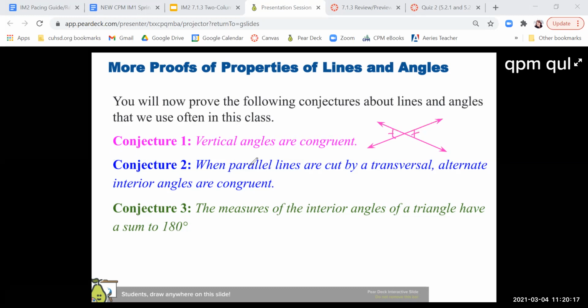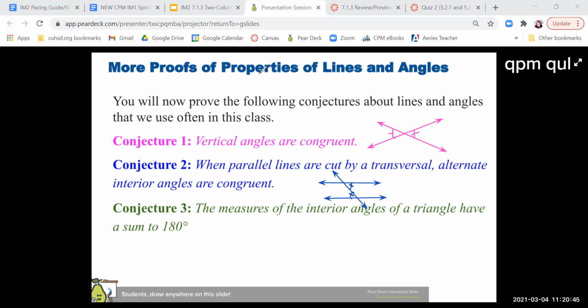Conjecture 2, when parallel lines are cut by a transversal, alternate interior angles are congruent. So just a reminder what that looks like. If we have parallel lines cut by a transversal, then alternate interior angles would be like this angle and this angle. They are on alternate sides of the transversal, but they're inside the parallel lines.